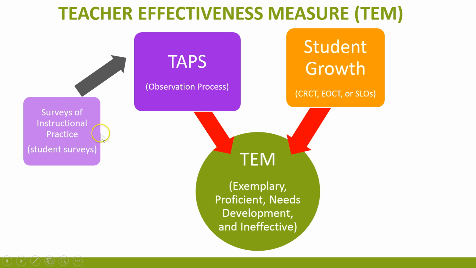I did put in the light purple box the surveys of instructional practice. Those are the student surveys, but I want you to see that basically they're just used to inform the TAPS process. When you meet in your pre-evaluation conference or during the year, that information is simply used to inform the formative process in your evaluation process. Those scores from your surveys do not go directly into your TEM score. So a lot of teachers still think that, but it's not the case. It simply informs the TAPS process.